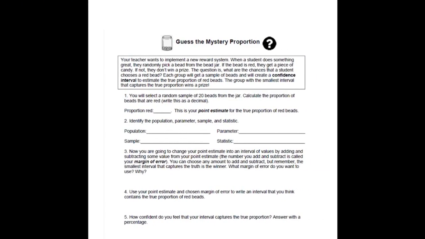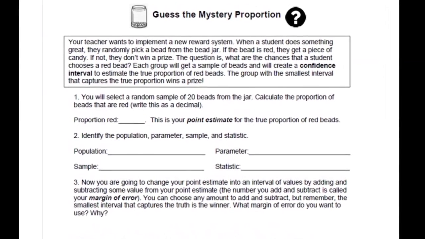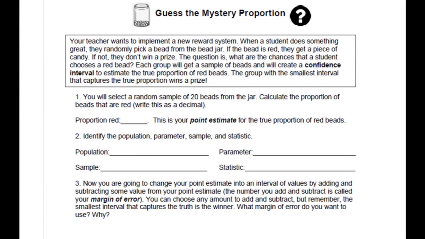So like I said a few minutes ago, we're starting with the packet that says Guess the Mystery Proportion. Just for a little background information, in class, I have a jar full of beads. Some beads are red, some beads are black. Whenever a student does something right, I like to give them a bead, and use chance, of course. If the bead is red, they win a prize. If the bead isn't red, it's black, they don't win a prize. And so the thing right now is that you guys do not know what proportion of my jar is red.